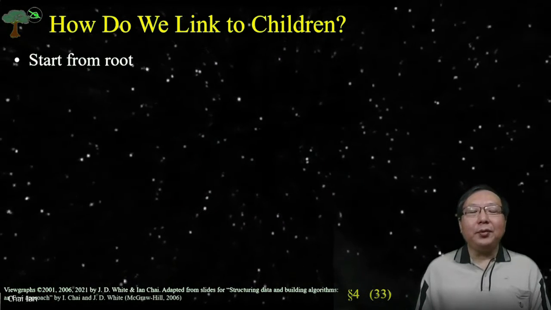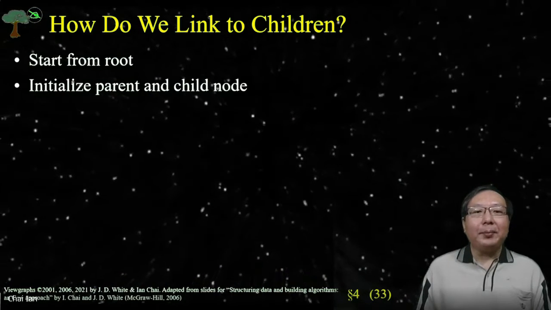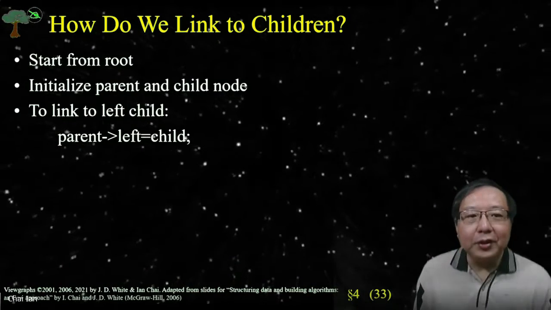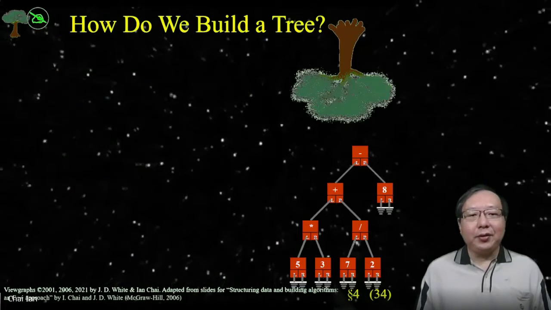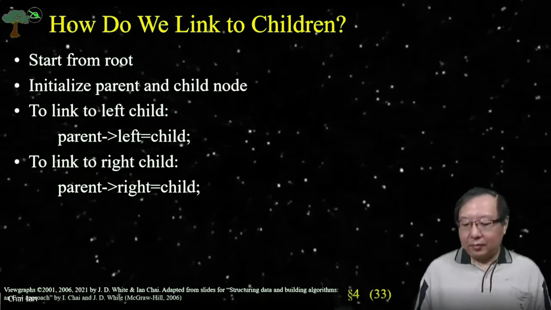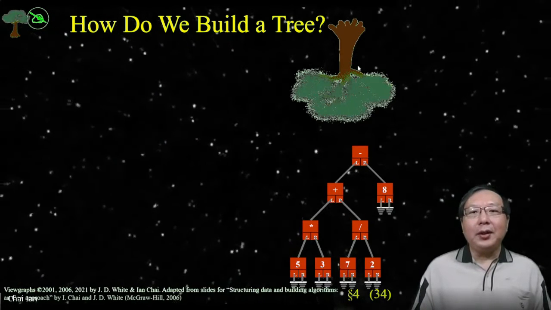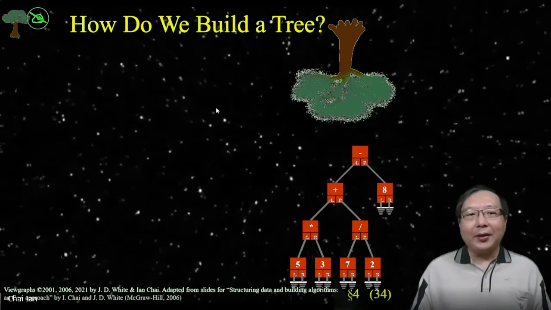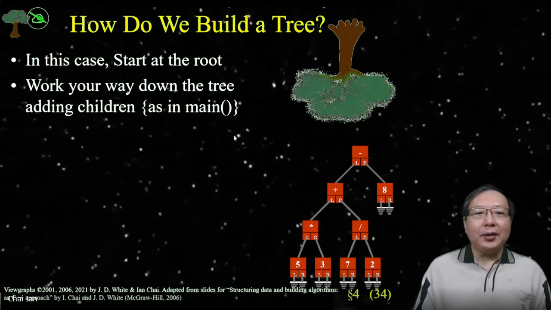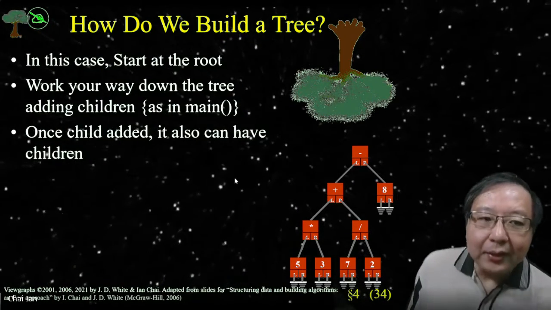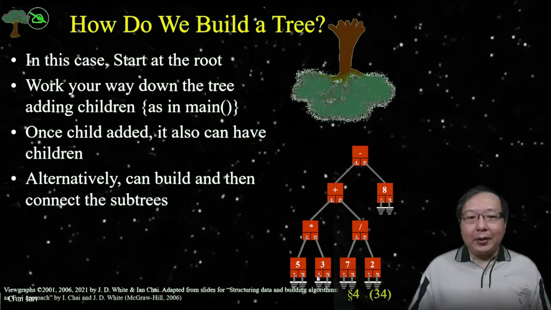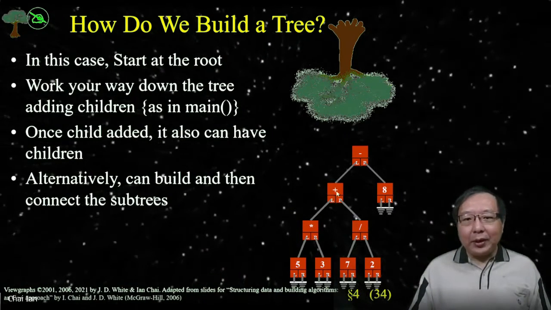How do we link to the children? We have to start from the root and initialize the parent and child node and link to the left child. The parent left goes to the child. To link to the right child, parent right goes to the child. So do we build the tree upside down? Yes, we start at the root, you work down the tree, adding children as in main. Once the child is added, it can have children. Another way is that you can build the subtree. Like I could build this one first, and then I put this one and connect it.